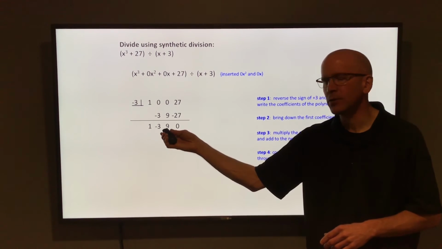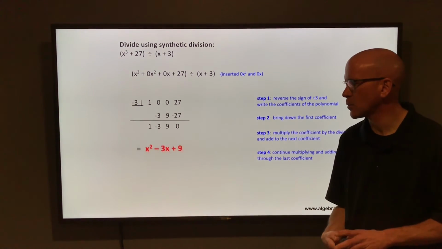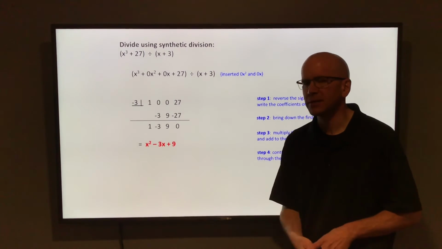9 is the constant term, -3 is the coefficient on the x, and 1 is the coefficient on the x squared. So the answer is x squared minus 3x plus 9.